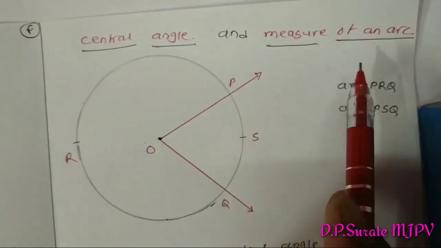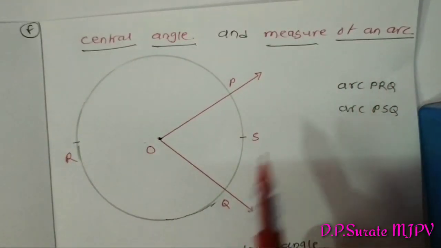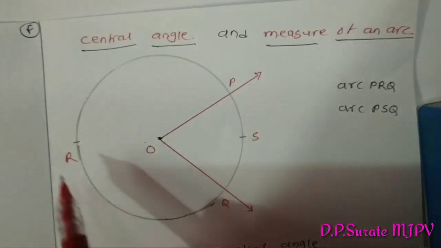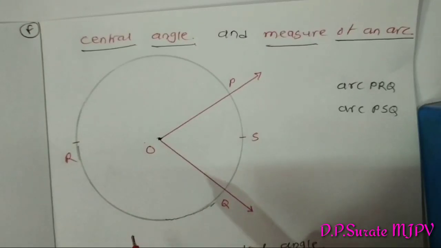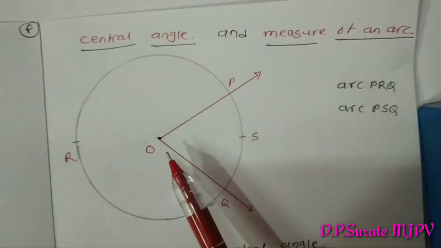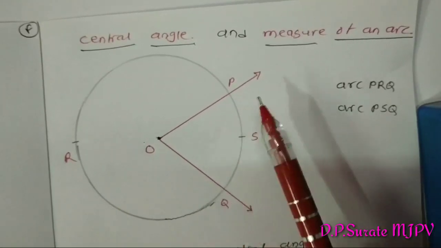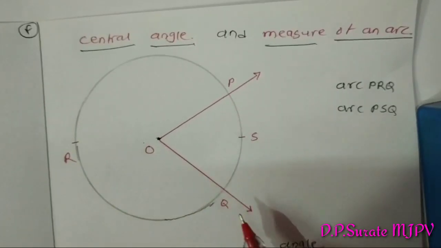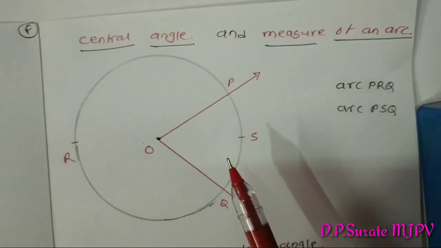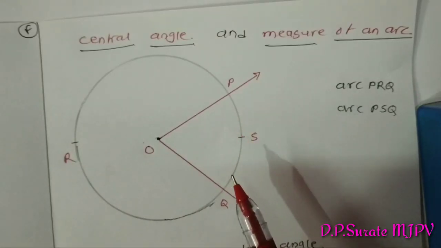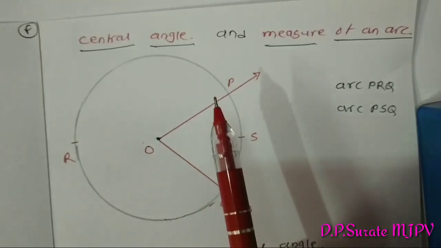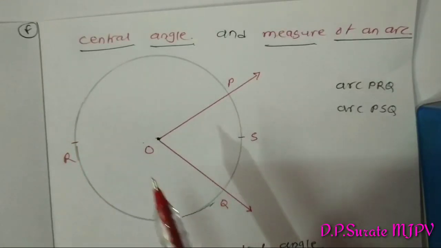Central angle and measure of an arc. Now here O is the center of a circle. P, S, Q, R are points on the circle. Now here the vertex of the angle lies at the center of the circle. Therefore, this angle POQ is known as the central angle. Now here again the circle is divided into two parts. Arc PSQ is the minor arc and arc PRQ is the major arc.